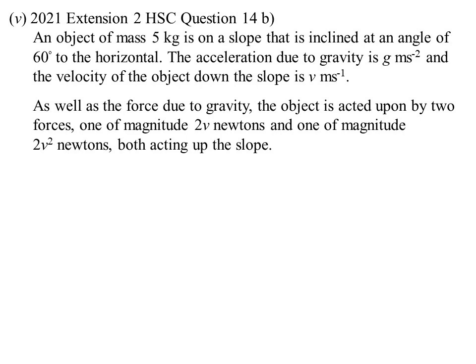Object. This time it's got a mass of 5. It's on a slope, this one. 60 degrees to the horizontal. Acceleration due to gravity, just leaving it as g. We've got velocity of the object down the slope. Okay, so it's moving down the slope.